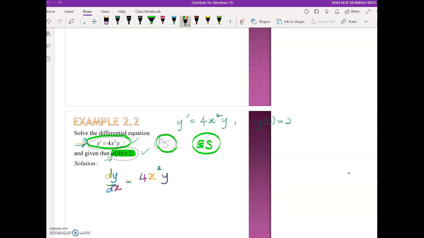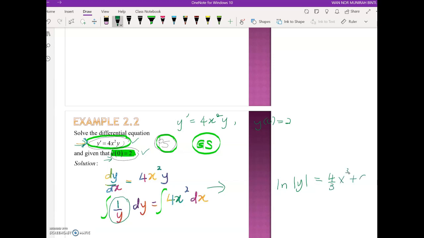This is g of x times h of y. Now I just rearrange so that I have 1 over y dy equals 4x squared dx. What I want to do next is integrate both sides of my equation, where integrating 1 over y dy will give us natural log y, equals 4 over 3 x cubed plus c.